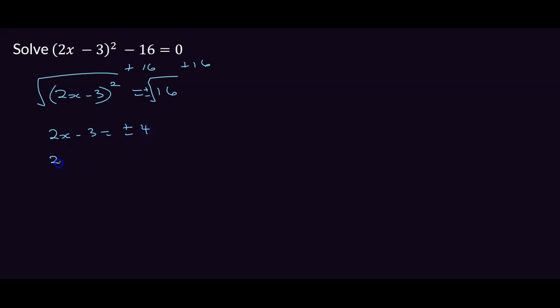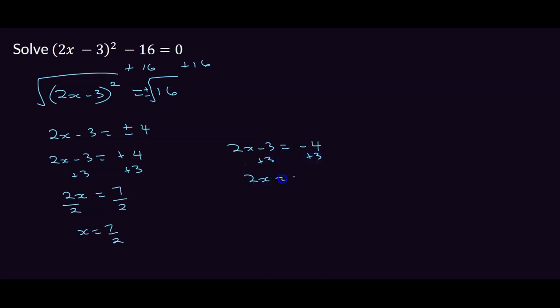So this simply means 2x minus 3 equal to plus 4. We also have 2x minus 3 equal to negative 4. So let's go ahead here and add 3 to both sides. 2x equal to 7. We divide by 2. And we have x equal to 7 over 2. So we add 3 here as well. And we have 2x equal to negative 1. We divide by 2. And we have x equal to negative 1 over 2. So therefore, x is equal to negative 1 over 2 or 7 over 2.